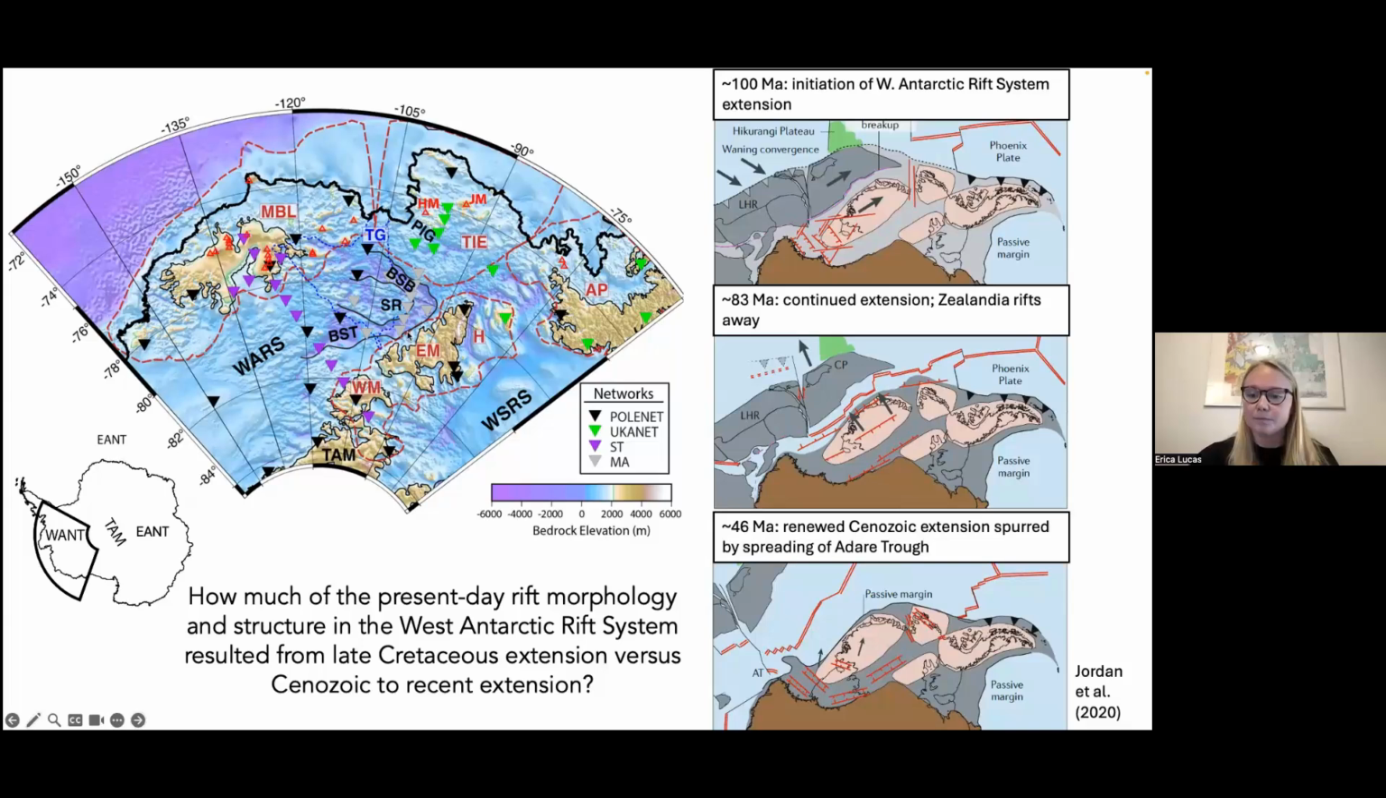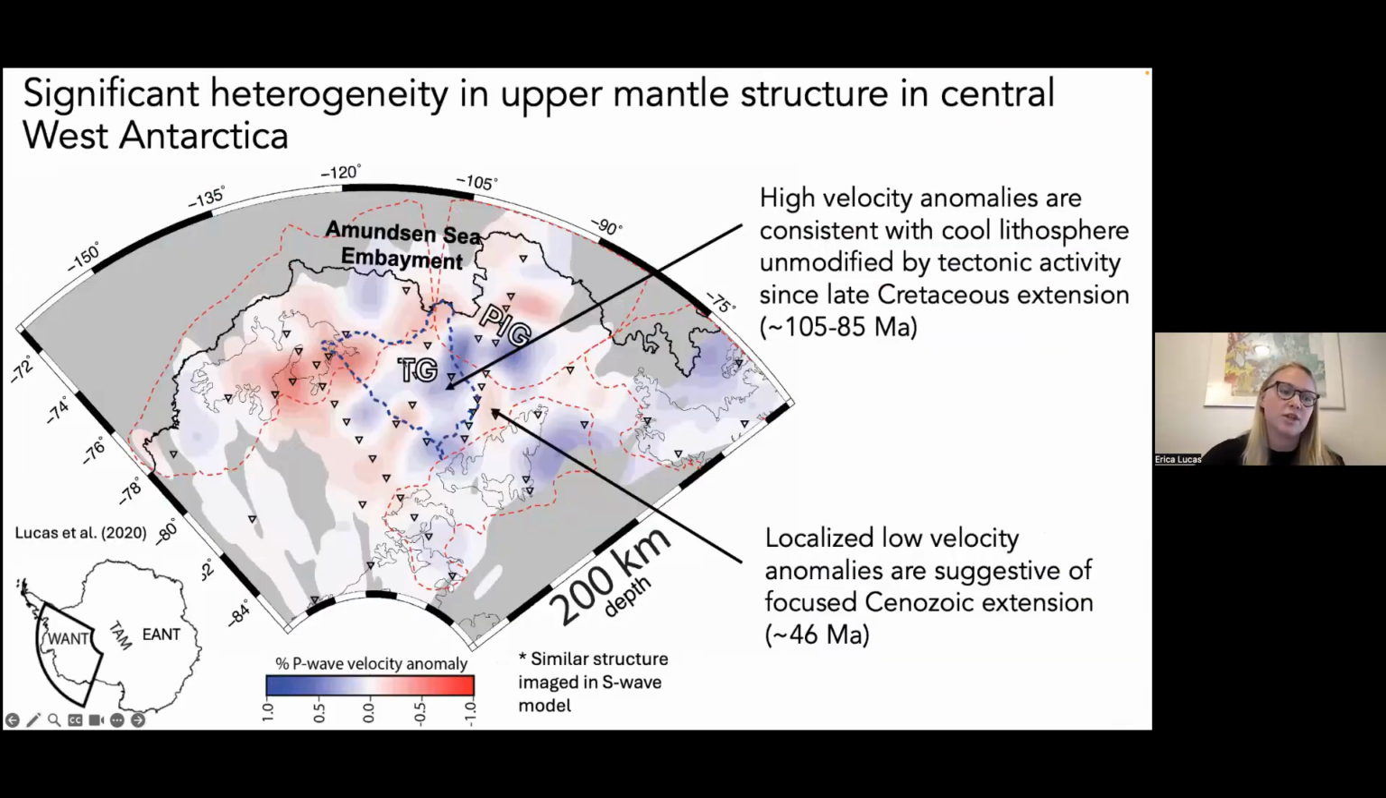So basically, before our seismic imaging, it was unclear how much extension happened 100 to 83 million years ago versus 46 million years ago. And with the regional seismic imaging and continental scale seismic imaging, we've been able to better understand heterogeneity in upper mantle structure throughout this region and try to use that to better understand the tectonic history of the region.